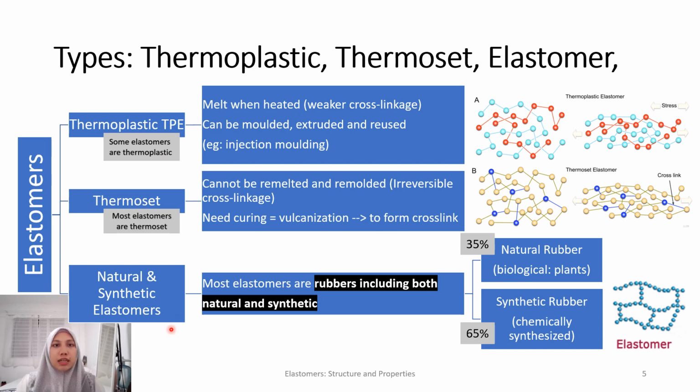And last is natural and synthetic elastomers. Also, we call natural rubber and synthetic rubber. Natural rubbers come from biological sources, mainly plants, while synthetic rubbers are chemically synthesized from petroleum products. Natural rubber often requires processes like vulcanization to enhance its properties, whereas synthetic rubbers can be formulated to exhibit desired characteristics without extensive additional treatment.